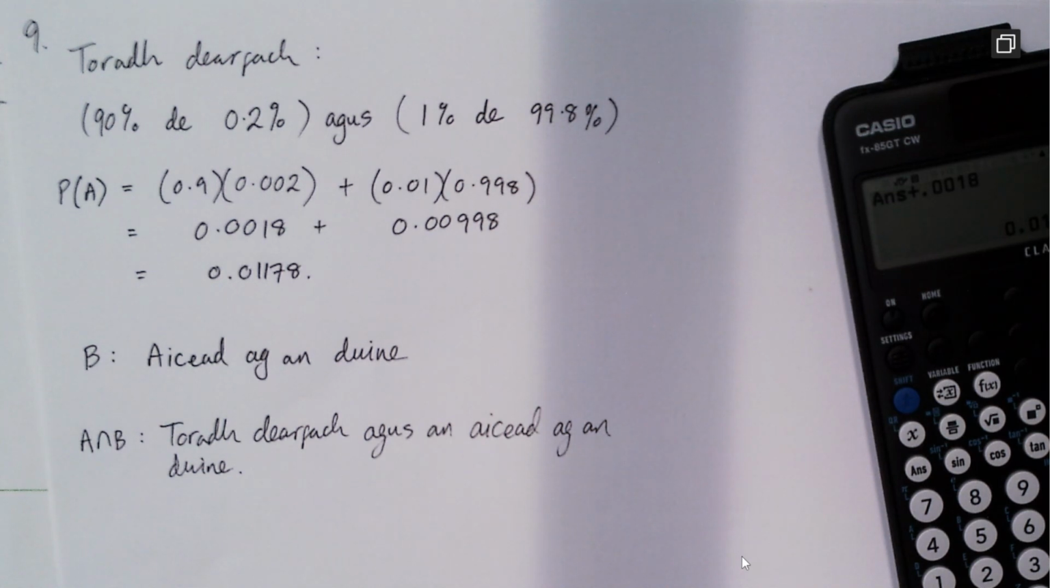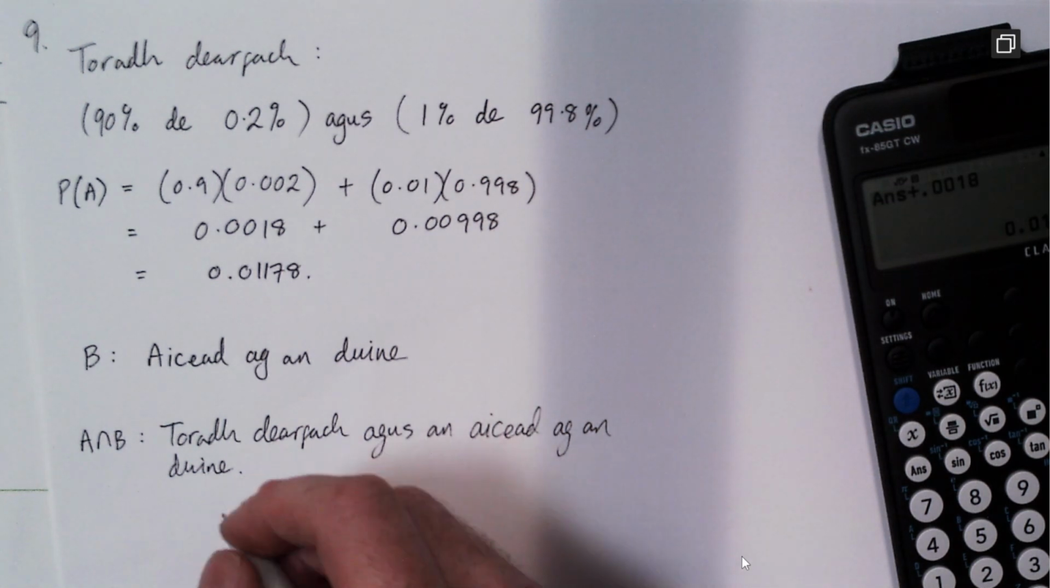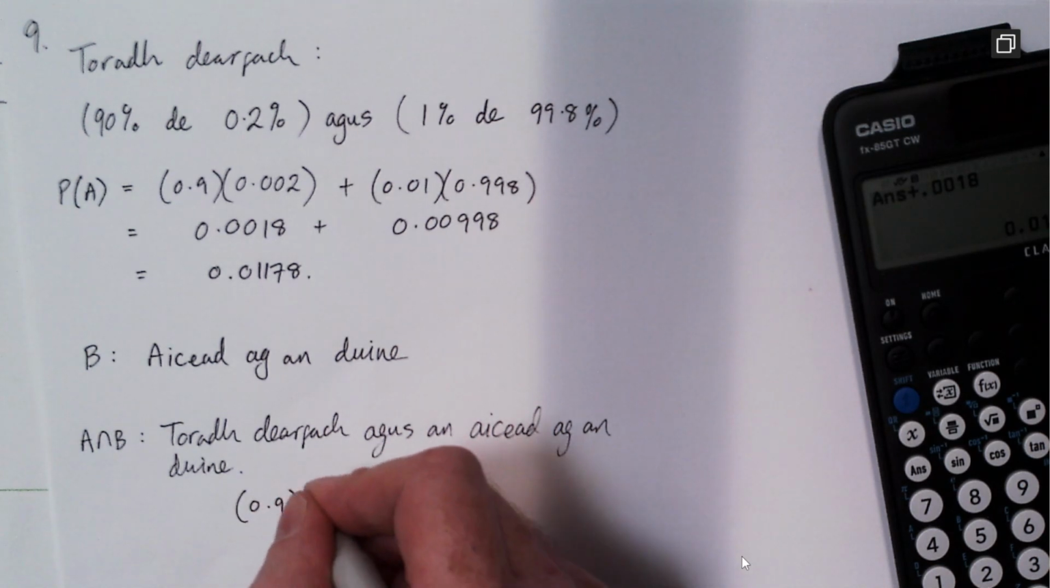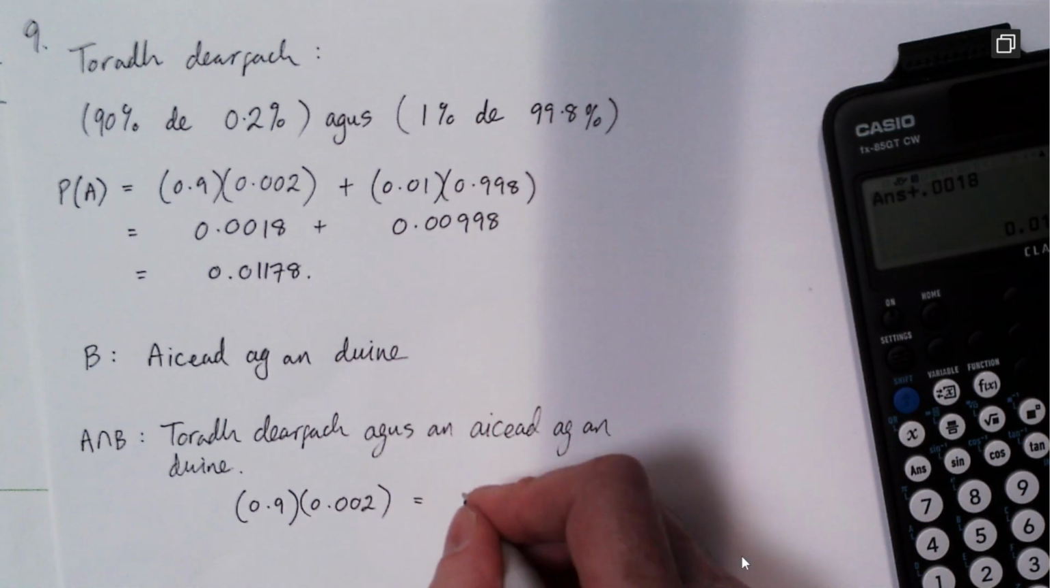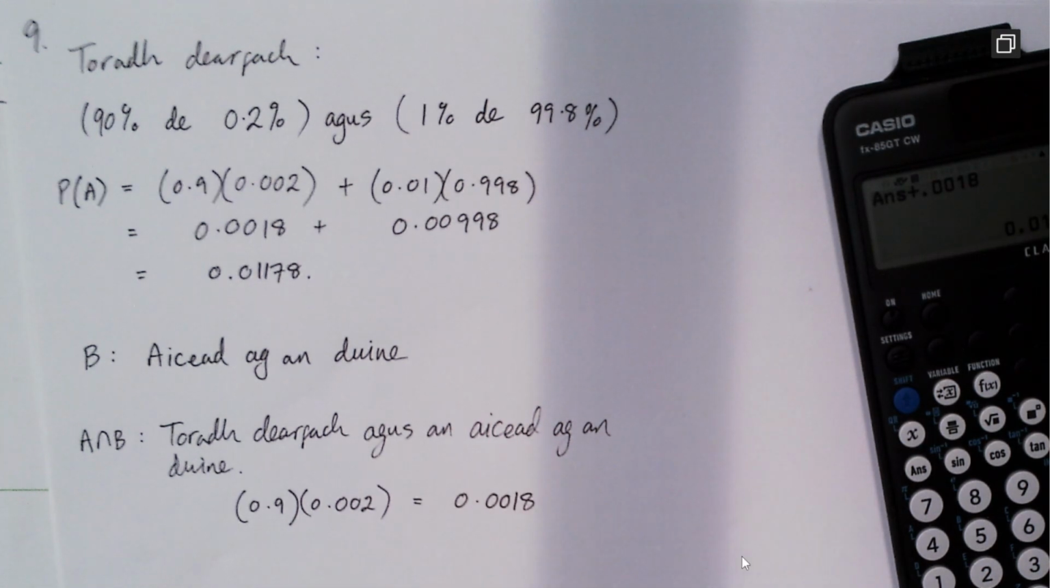So what gives a positive result and the person has the disease? 90%, so 0.9, times 0.002, because 0.2% of the population had the disease. That gives 0.0018. So that is the probability of A intersection B. Next we want the probability of B given that A has occurred.